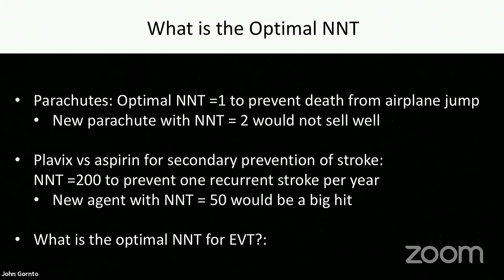But if you're talking about Plavix versus aspirin for secondary prevention of stroke, the NNT is 200. So you can debate about how cost effective that is. But if you had a new fancy ticagrelor type drug that had an NNT of 50, that would be fantastic. That'd be amazing in that setting. It'd be a big hit with an NNT of 50. So what should be the NNT for endovascular therapy?